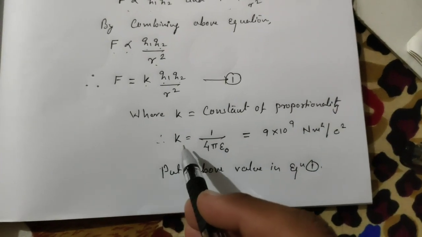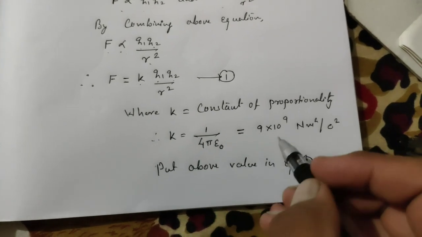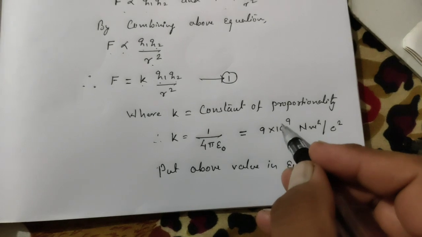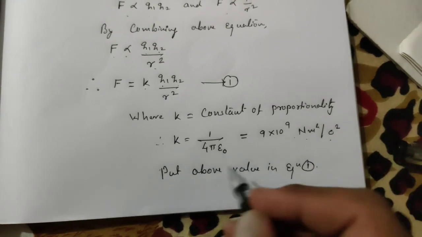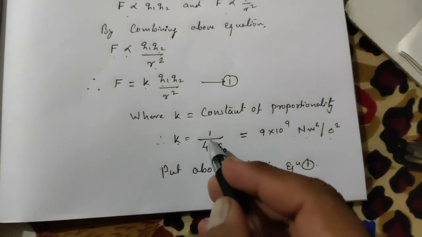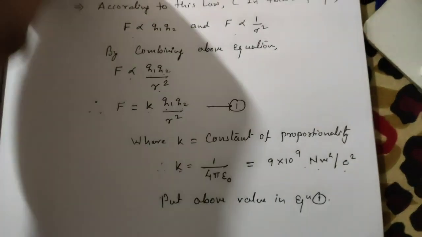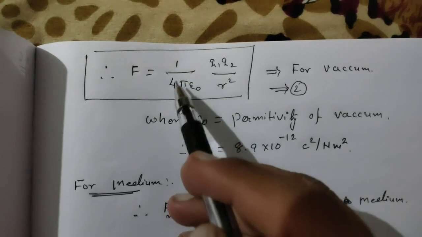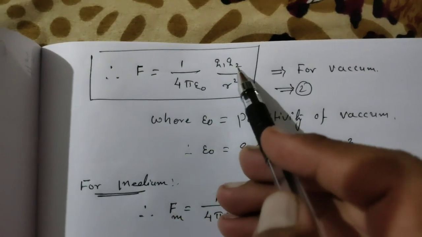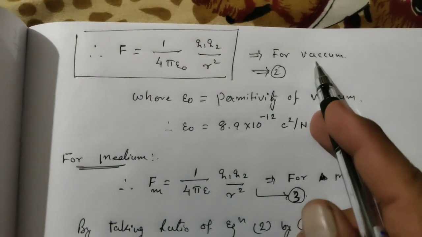Now k can be replaced by 1 upon 4 pi epsilon naught also, and its numerical value is 9 into 10 raised to 9 newton meter square per coulomb square. C stands for coulomb. Now we can replace this value, 1 upon 4 pi epsilon naught, in equation number 1. So we will get another form of the equation, which is F equal to 1 upon 4 pi epsilon naught into q1 q2 upon r square. Remember, this equation is valid for vacuum.